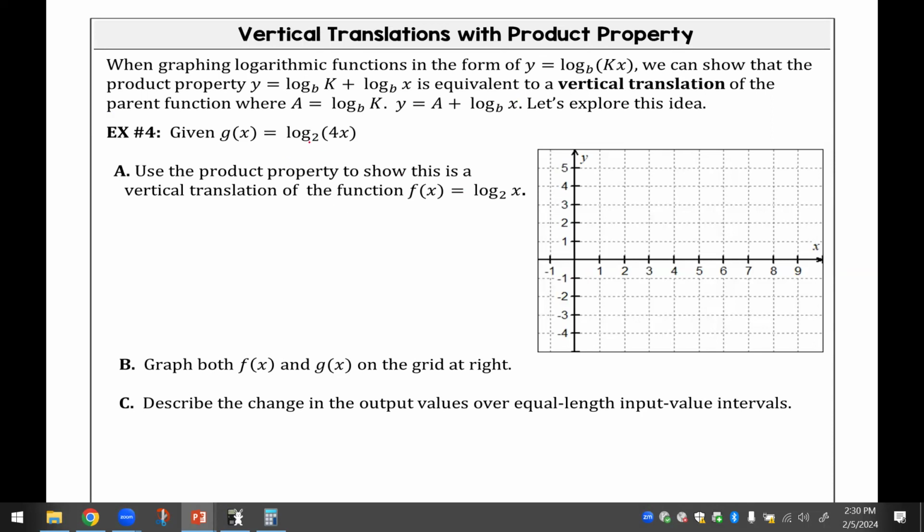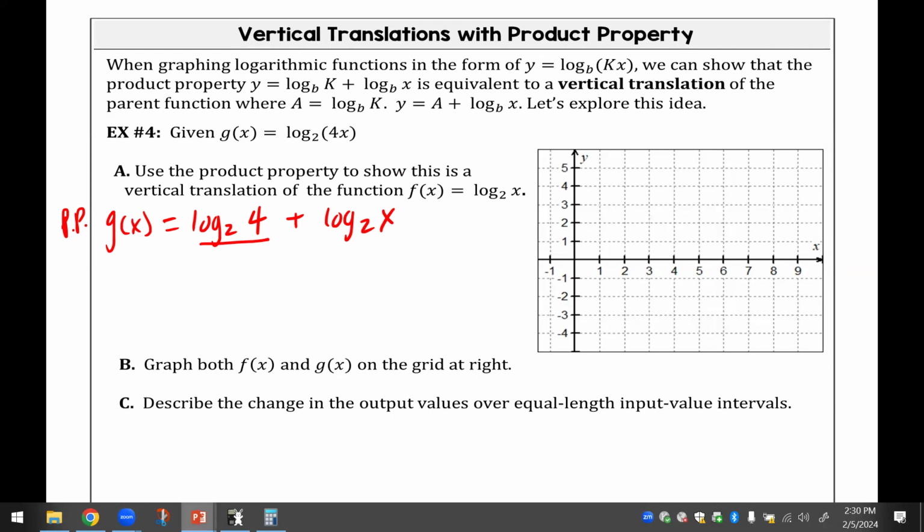So we have up first, g of x equals log base 2 of 4x. Well, I can rewrite g of x using the product property. It equals log base 2 of 4 plus log base 2 of x. Okay, so this is my transformation. Does that make sense? This becomes my vertical transformation, because log base 2 of 4 is just a number.